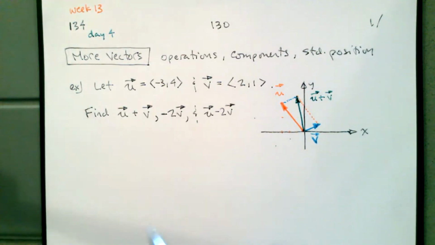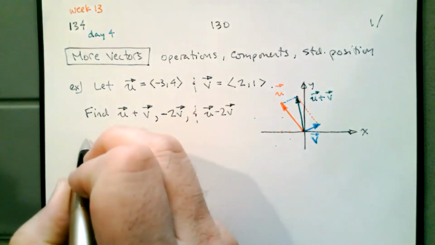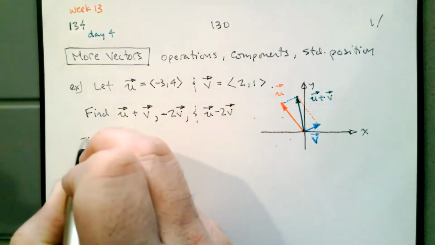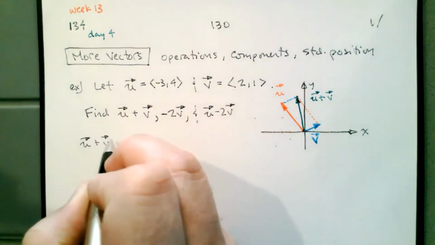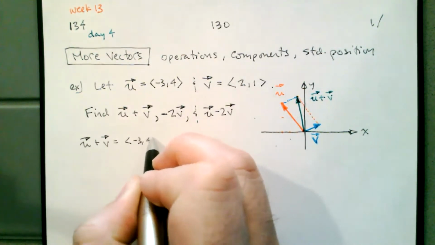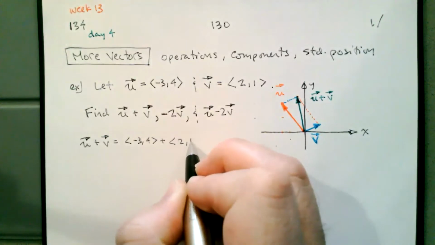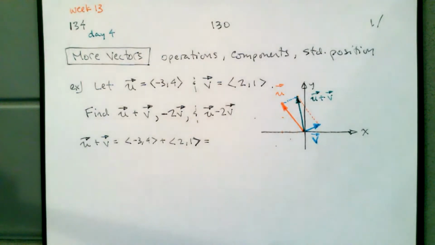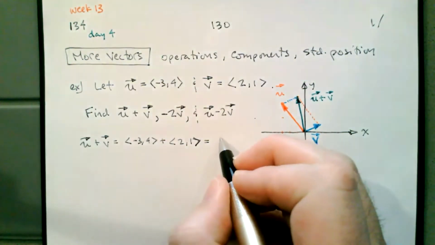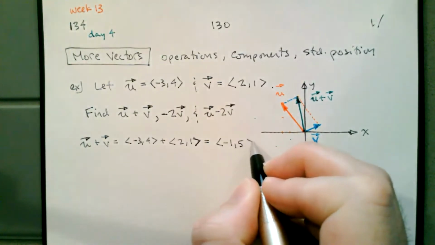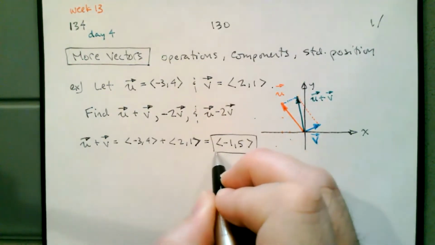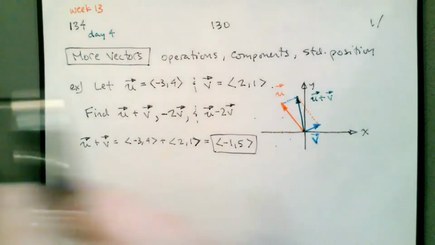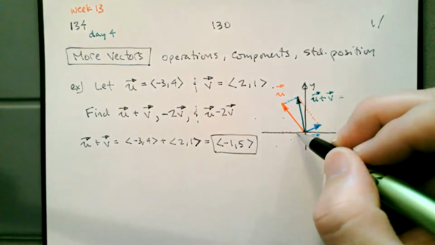We also might want to know just if I want to take U plus V, if I don't have a picture. Now, I didn't talk about how to do vector addition in this way, mostly because I don't have to. What you think would happen, what you think you would do is exactly what you do. -3 plus 2 is -1. 4 plus 1 is 5. And now take a look at our picture. That U plus V is at -1, 5.